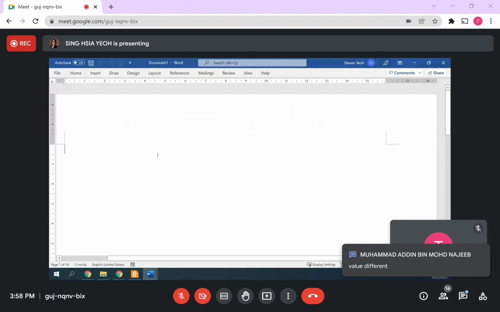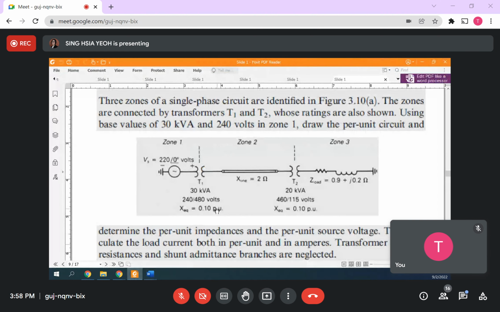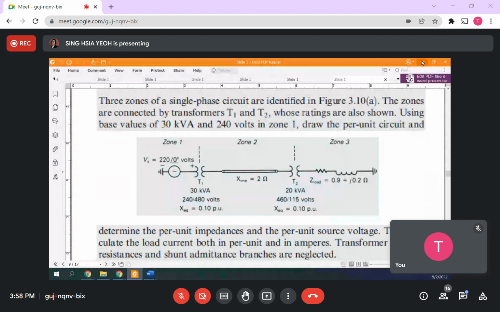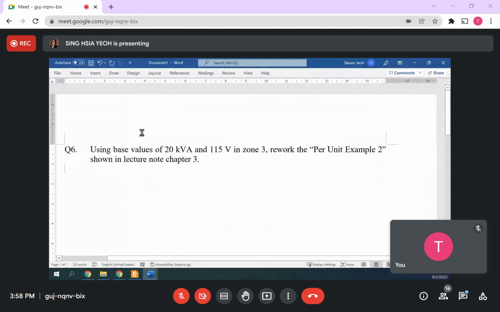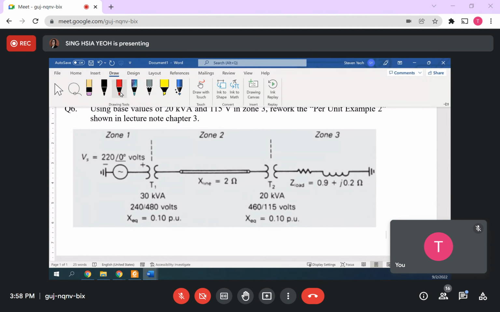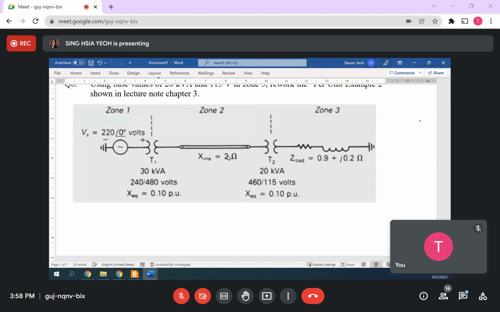Let me put in the question here. Let me draw the diagram. So any problem? Let me copy this diagram. Okay, let's do it together. So if you are in zone 3, what is the first step that you need to do? What is the first step that you need to do?